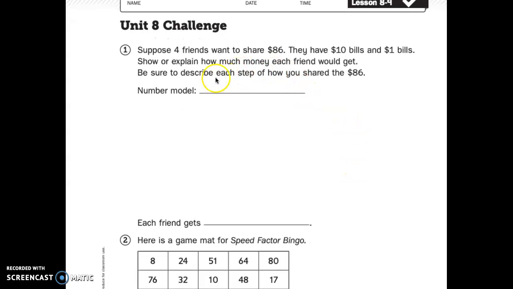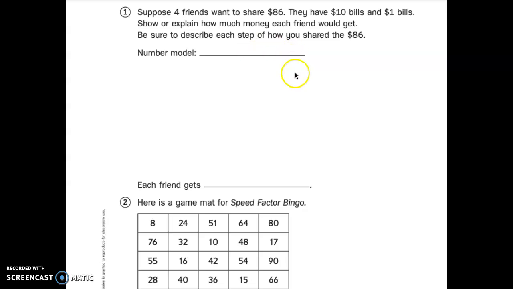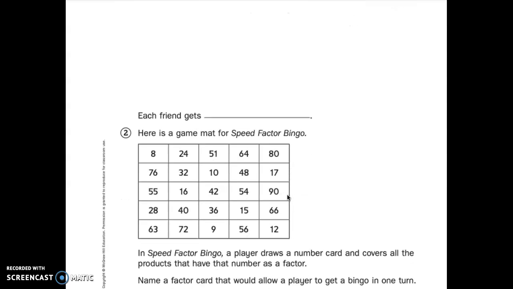Okay, so first step would be draw your number model using all of this information. I'm going to have you decide what's important up there. So draw that number model. Remember, it needs an equal sign in there. Then you get to draw your pictures or your numbers, how you solved it, and then each friend gets how much between those 4 friends.